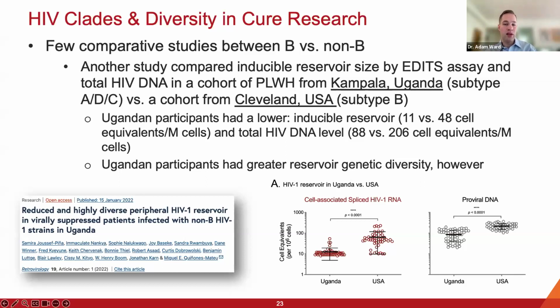So in their discussion, they noted that the smaller but more diverse peripheral HIV reservoir in Ugandan participants might be associated with viral factors such as non-B subtype, or it could also be associated with host factors, such as a higher incidence of co-infections and comorbidities, leading to a loss of clonal expansion.